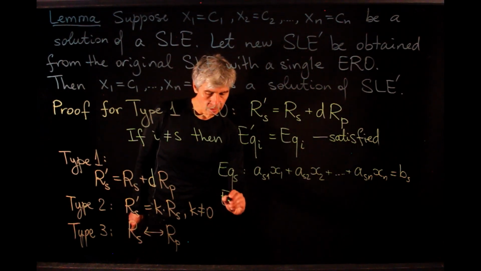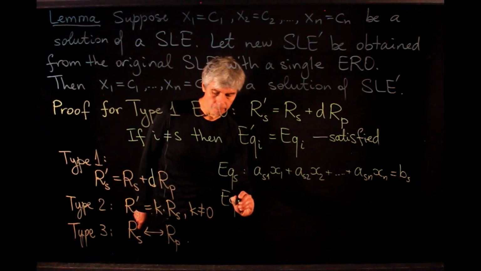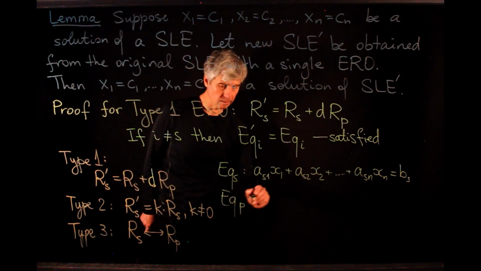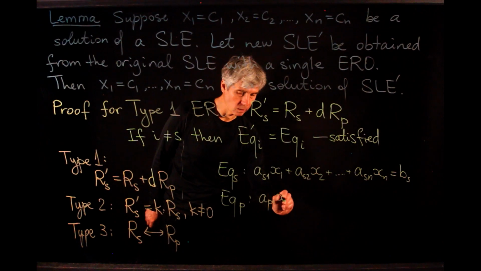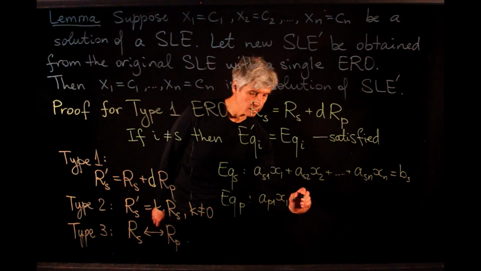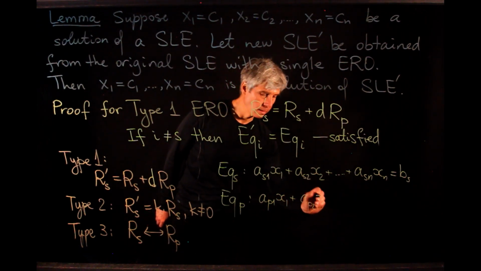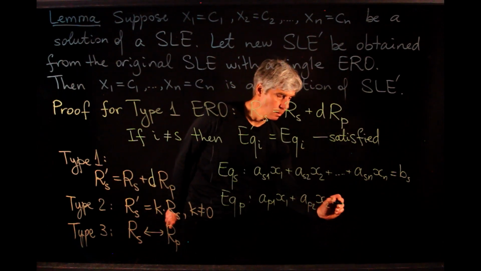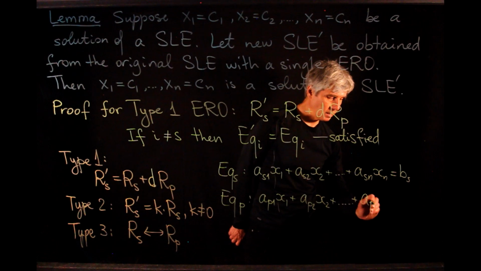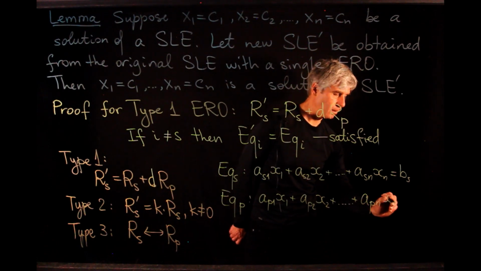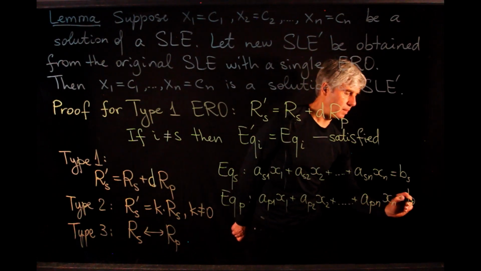What is equation number P in the old system? So that's AP1 x1 plus AP2 x2 plus ... plus APN xn, and is equal to BP.